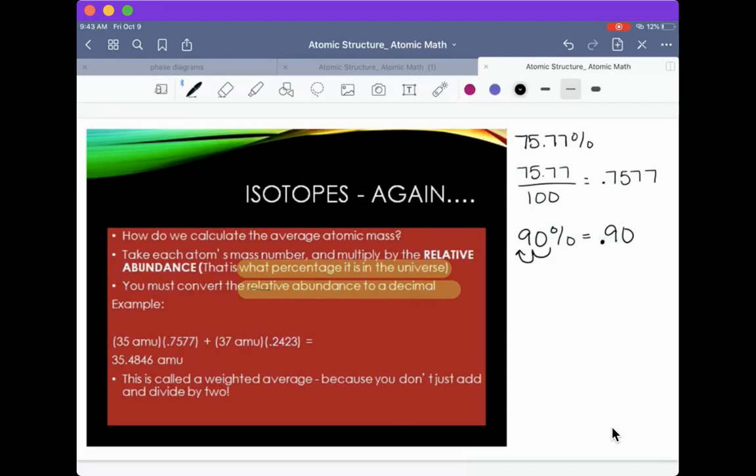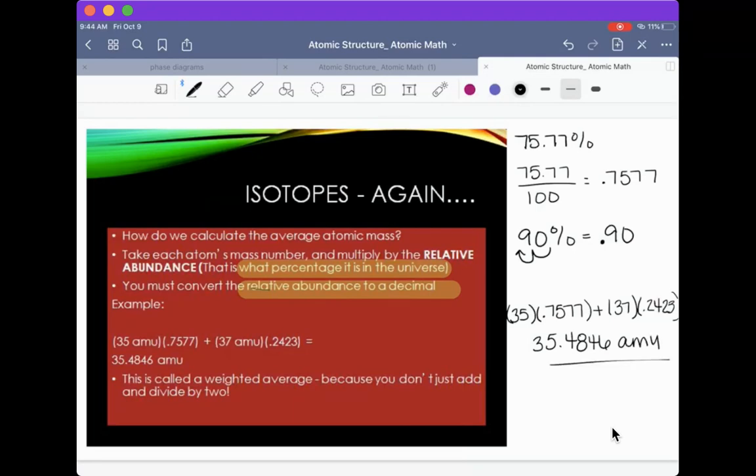What they did here, and I know it's worked out on the slide, but I'm just going to jot it down here, is they took the weight of chlorine-35 and multiplied it by its abundance in decimal form. Then they add it to the other isotope that is found, chlorine-37. So that's its mass that they gave us, and then the relative abundance of that isotope in decimal form. Then you plug it in a calculator and it gives you the average atomic mass of that element.